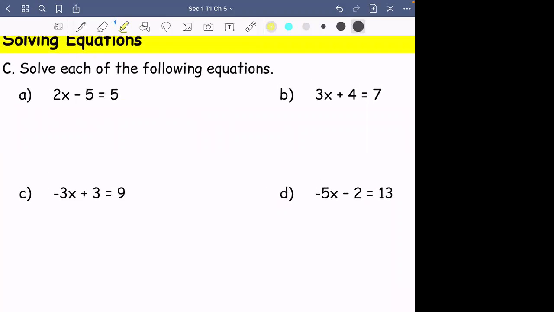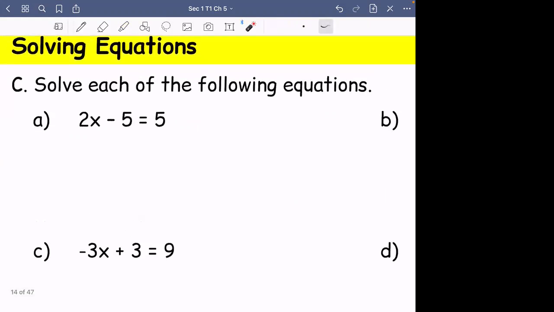Okay, I'll just teach the letter A, and then you do letter B, C, and D on your own. Now, how do we solve these two-step equation problems? First, remember this, class.